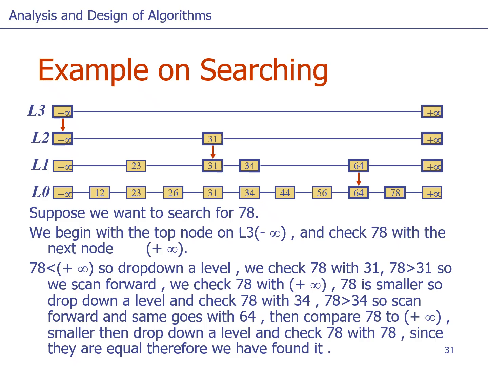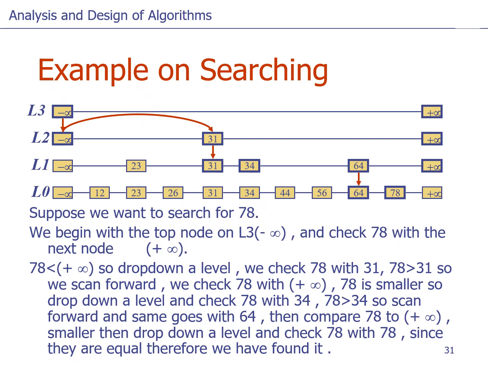I will compare 78 with minus infinity of L2. 78 is greater than minus infinity, so I will move forward to 31. Now, 31 is also less than 78, so I drop down from 31 to the level below. When I'm standing at 31, before dropping down, I'm going to follow the same approach I just mentioned. I will check the next node. The next node is plus infinity. 78 is less than plus infinity. I'm referring to the plus infinity at the end of L2.